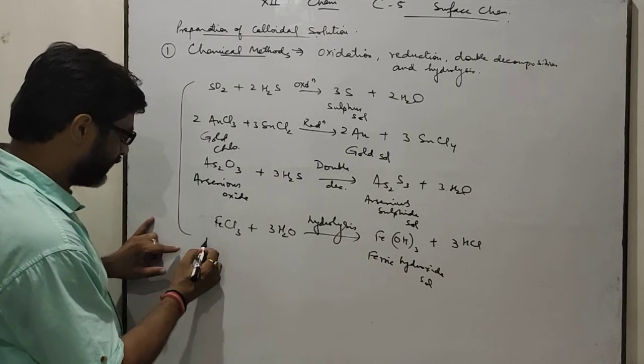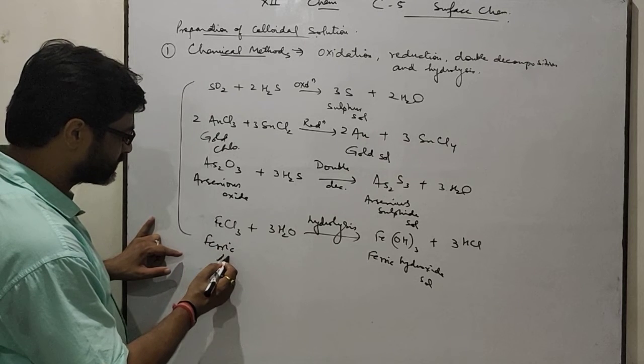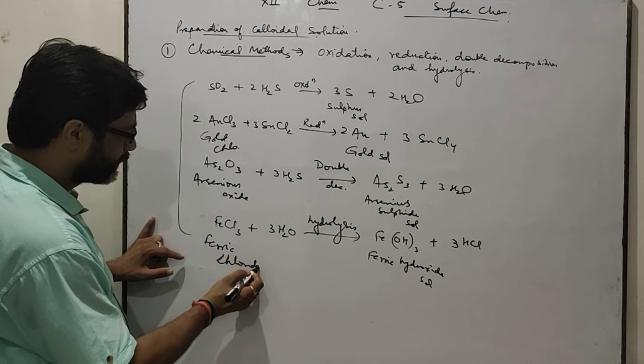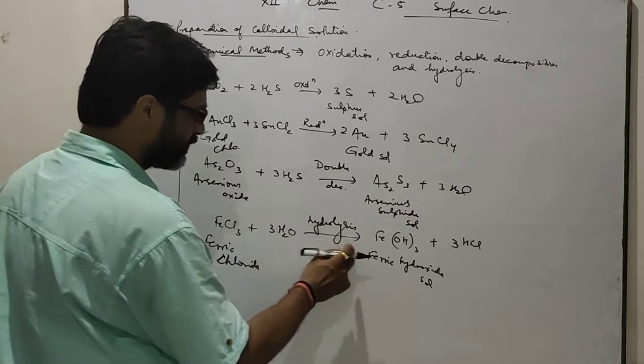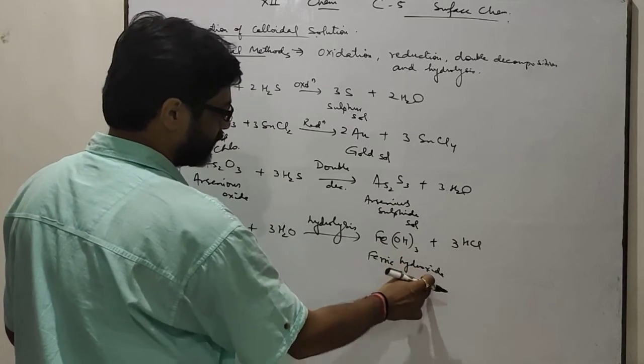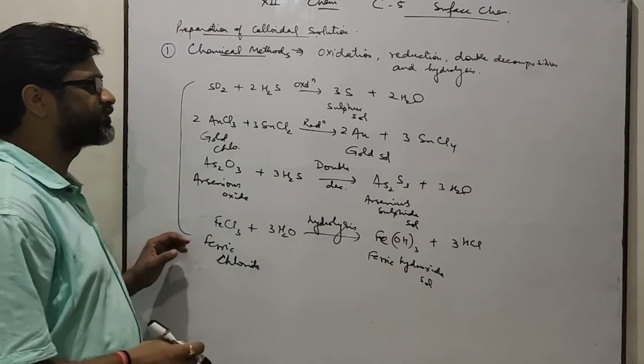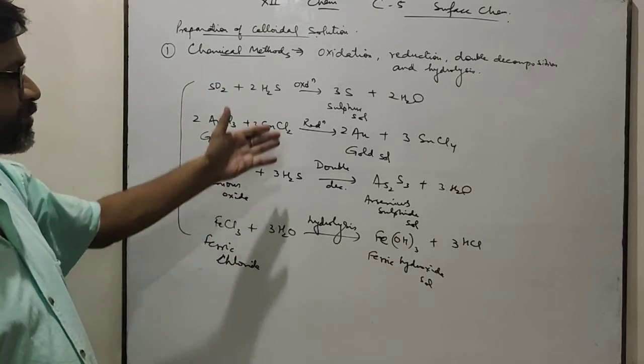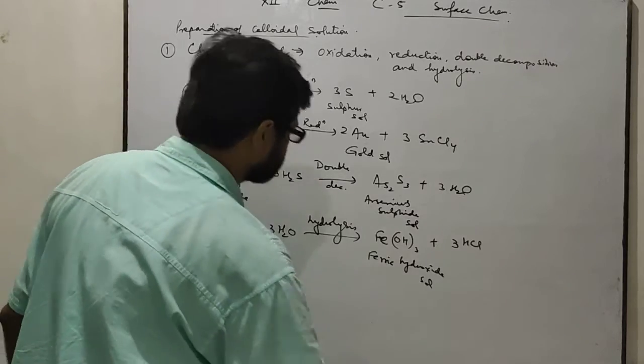Here, ferric chloride is hydrolyzed. This one is ferric chloride. This ferric chloride is hydrolyzed with water to form ferric hydroxide sol, and in this way, these are the chemical methods used for the preparation of colloidal solutions.